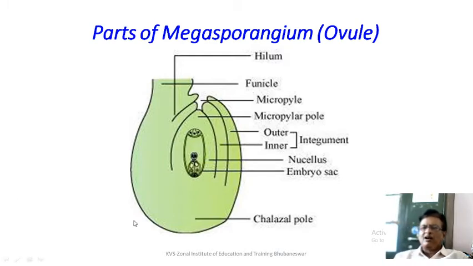This is a typical diagram of an ovule. You must draw this diagram and practice it back at your home. You can see the positioning of the funicle, the hilum, then there is micropyle where the integuments are not present. Opposite pole is called chalaza. This part is nothing else but the nucellar tissue or nucellus, and at the center there is an embryo sac comprising 8 different cells.